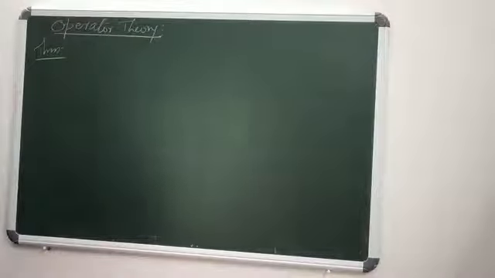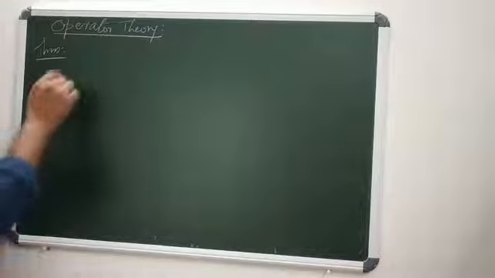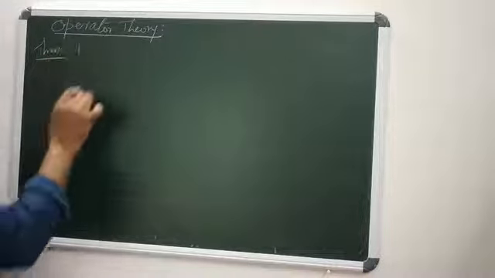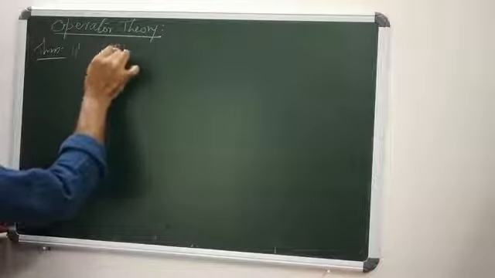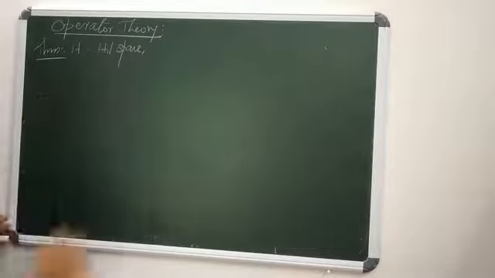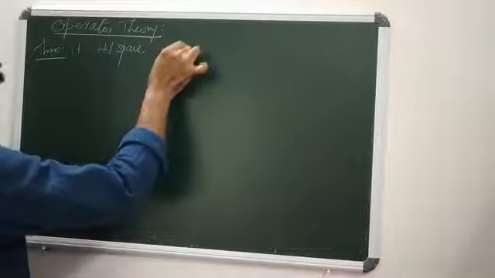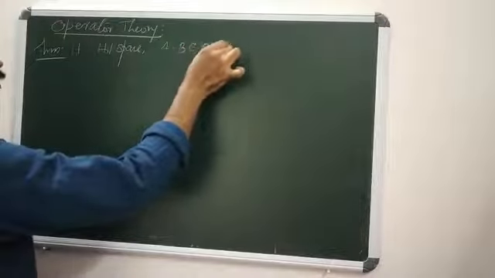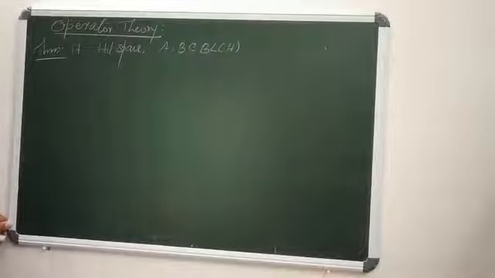Now we are going to some properties of this adjoint. So there is a theorem. Let H be a Hilbert space. Let A and B fall in B(H). A and B are the bounded linear operators on H.